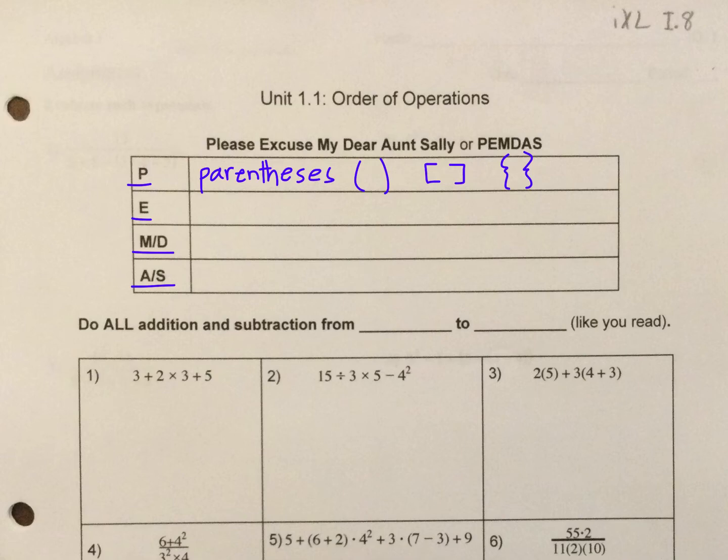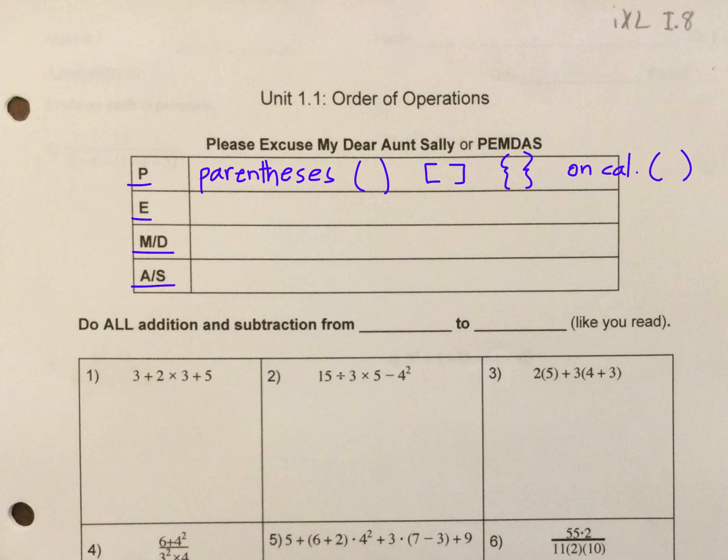When you use a calculator, always use the parentheses. On calculator, use parentheses. If you see brackets, use parentheses. If you see squiggles, use parentheses. You've got to use the parenthesis button on the calculator.